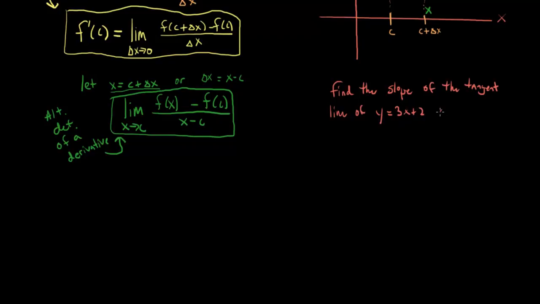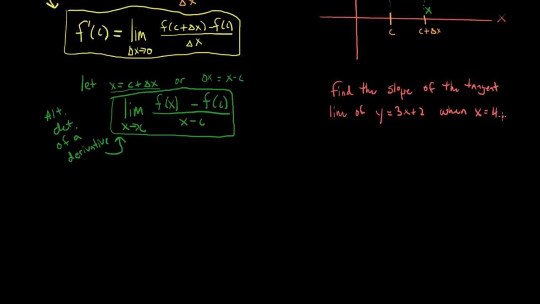3x plus 2 when x equals 4. There we go. That's not hard. So we have: find the slope of the tangent line of y equals 3x plus 2 when x equals 4. Okay.